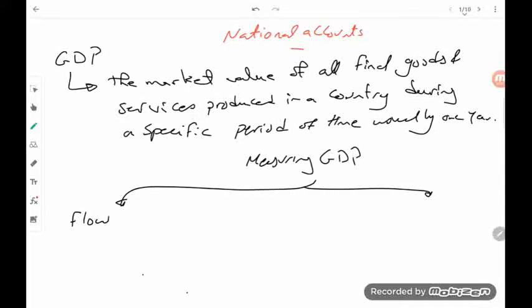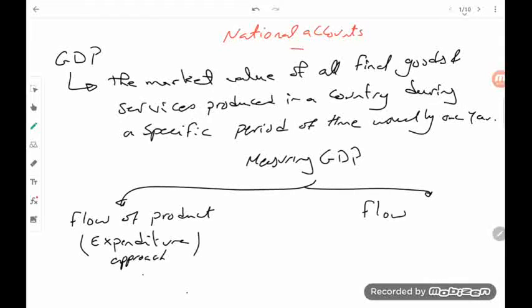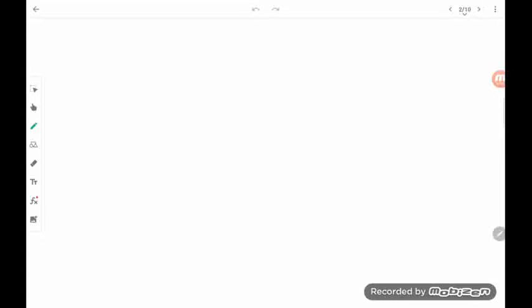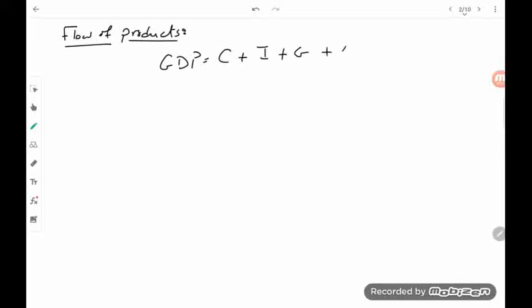Flow of product approach, or known as expenditure approach, and flow of cost approach, or known as income approach. According to flow of products approach, GDP is calculated as C plus I plus G plus X minus M.